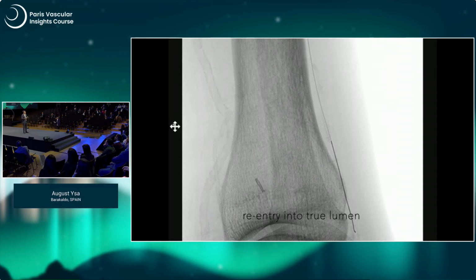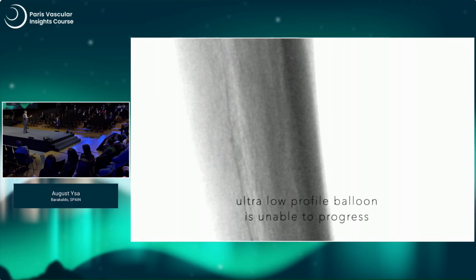But the next hurdle was waiting for us, because we removed the retrograde axis, and the anterograde balloon wasn't able to cross.